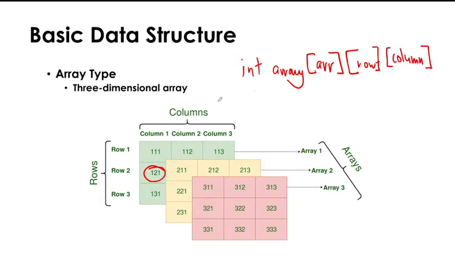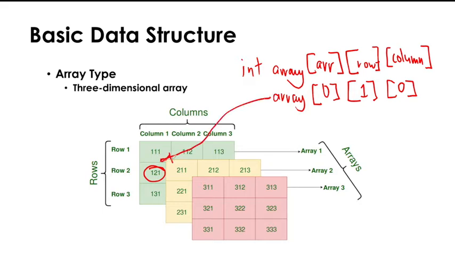So in order for us to access 1 to 1, we have to write array[0], because we're going to choose the first array. It is in row 1 and it is in column 0. So with that we'll be able to access 1 to 1.